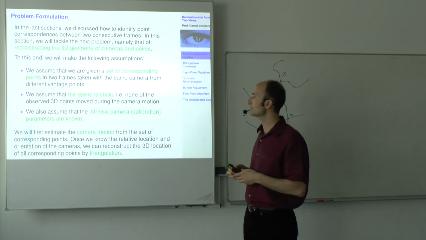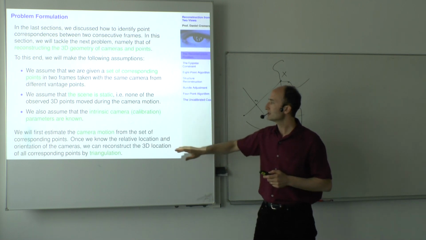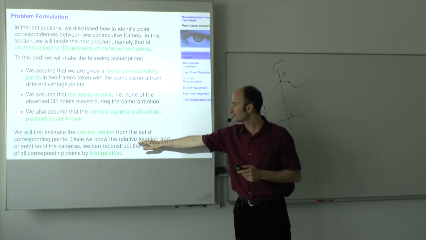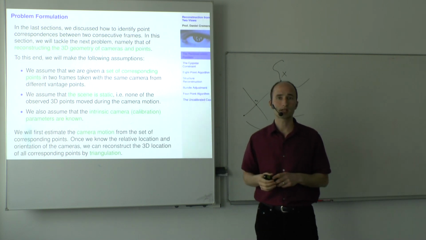And this is the challenge, and there is one interesting approach to it that we will pursue in this class, and that is to first estimate the camera motion, and once we have the relative location and orientation of the camera, translation, rotation, then reconstruct the 3D location of points.